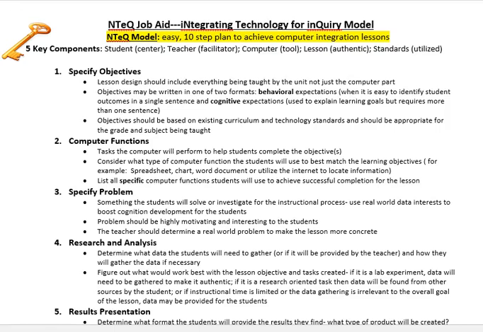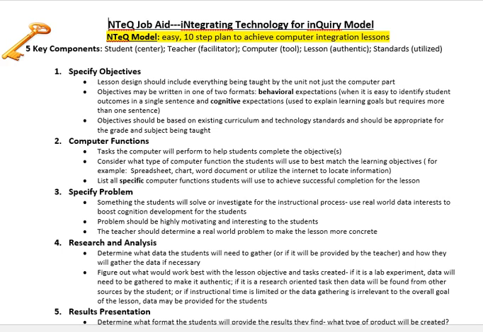Okay, we're going to go ahead and continue with our NteQ model. One of the things that I had to do when I was working on a project for my doctorate was to create a job aid. Basically, it's one piece of paper or one page that explains the NteQ Integrating Technology for Inquiry model.